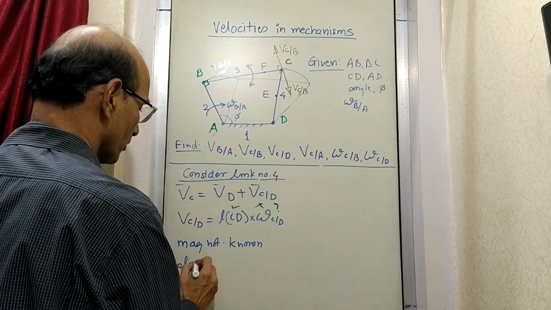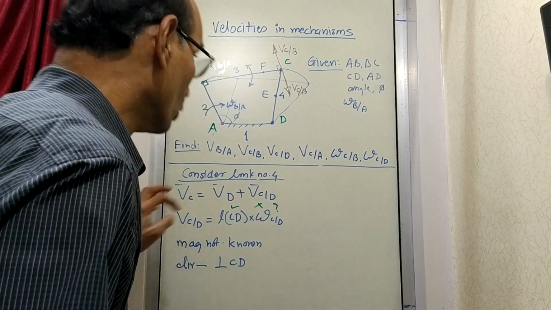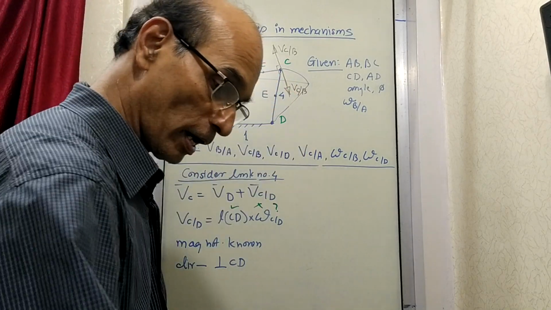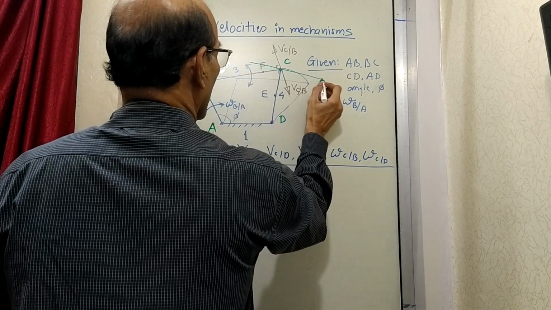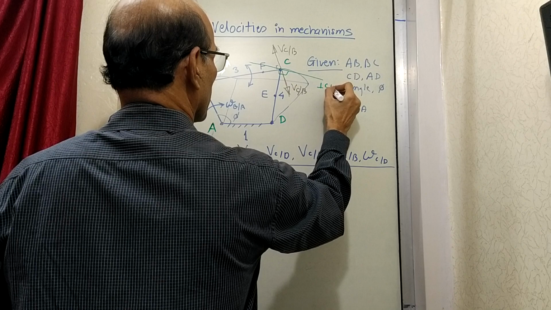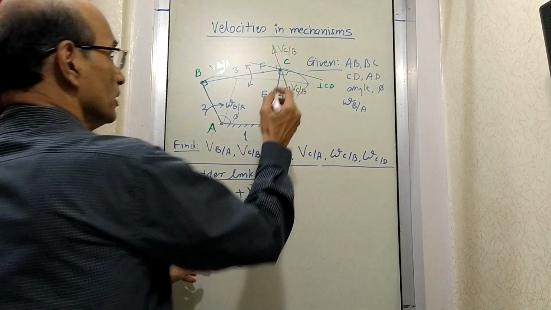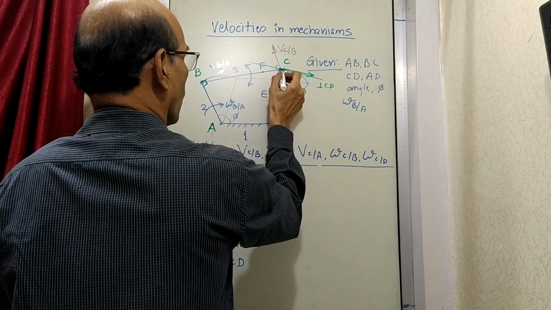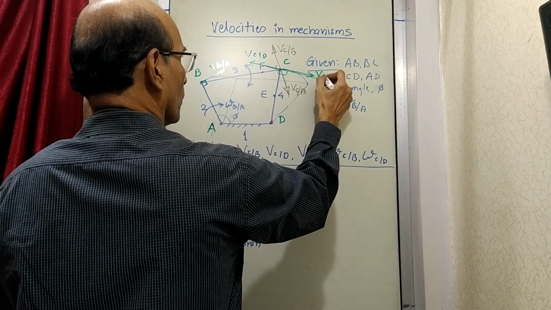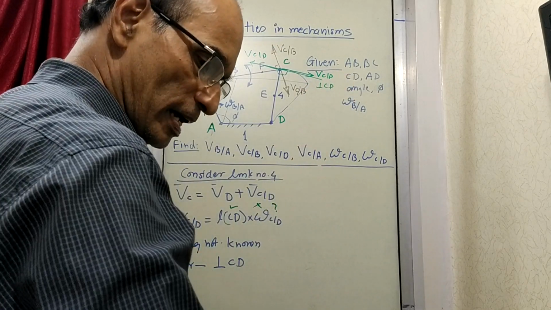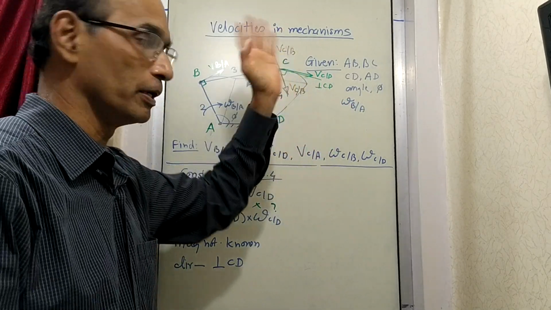Now the direction is perpendicular to CD, that much we know. So to this CD, if you draw a perpendicular, which I will do, so this line is drawn, perpendicular to CD. On this line, this velocity will be there. It will be either like this or like this, one of the two. Right now we don't know, we only know it is perpendicular.